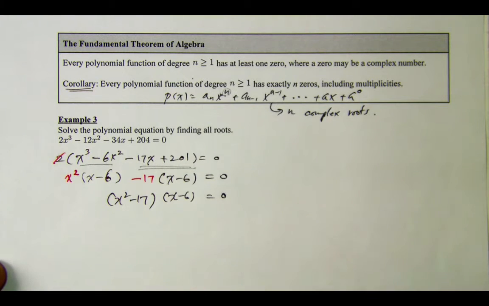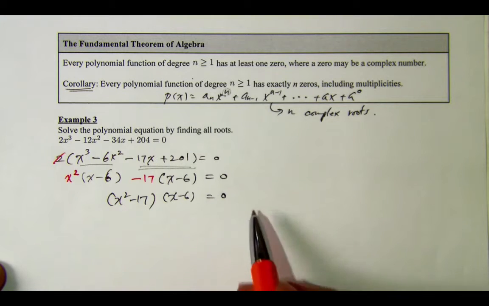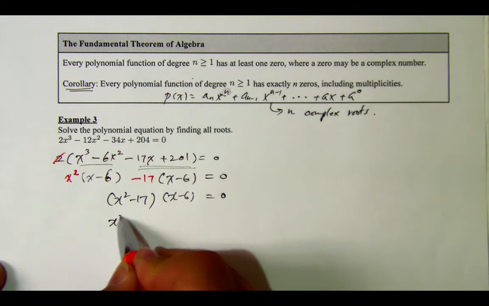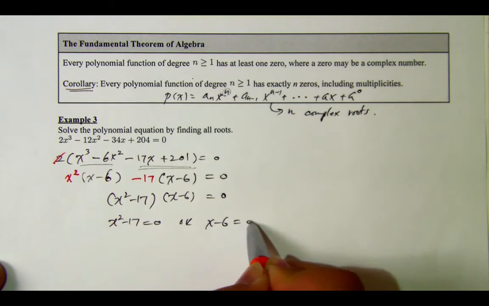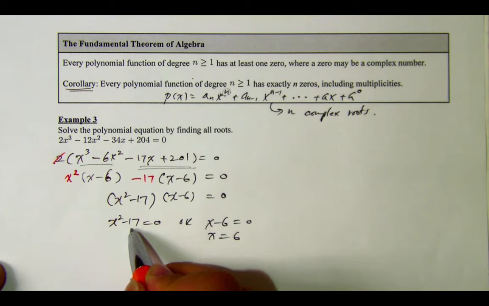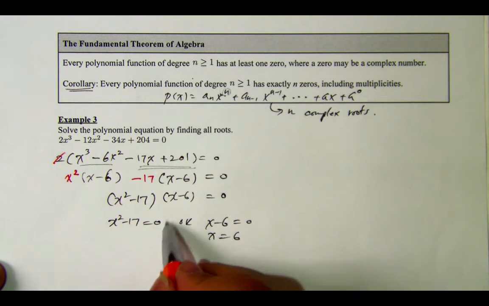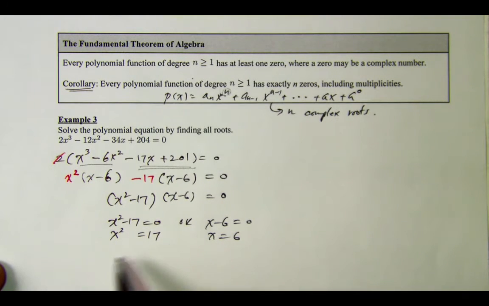Now, when you have 2 things that multiply to 0, one or more of them has to be equal to 0. So x squared minus 17 is equal to 0, or x minus 6 is equal to 0. When you solve that, that is 6. For this one, yeah, we can't really factor that, can we? So we move that to the other side. Well, not in the traditional sense, right? When you square root both sides, be sure to put plus or minus the square root of 17.